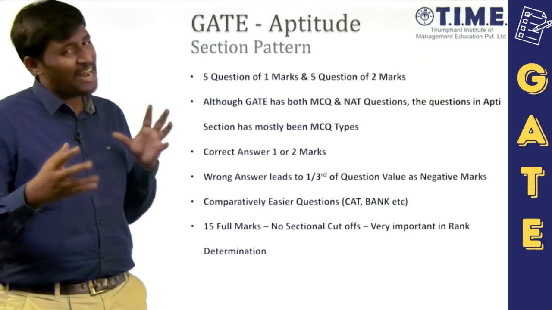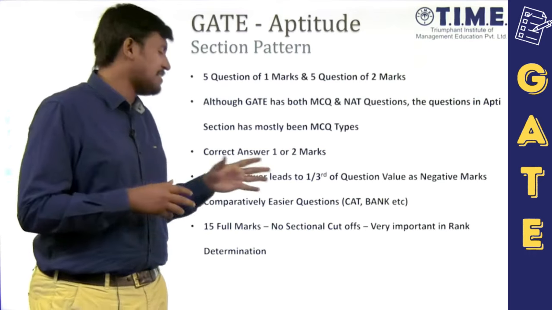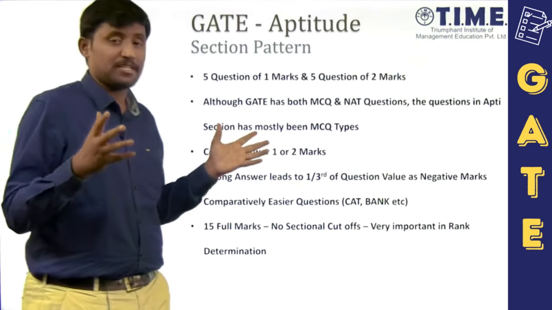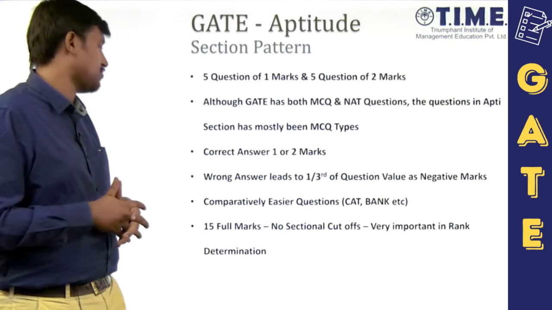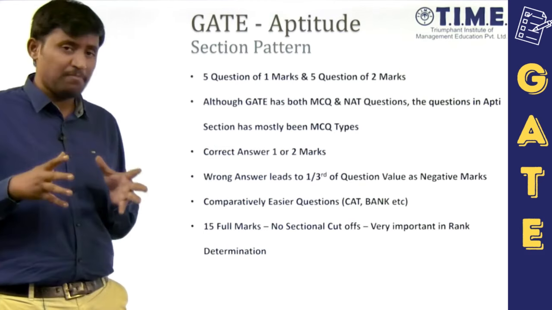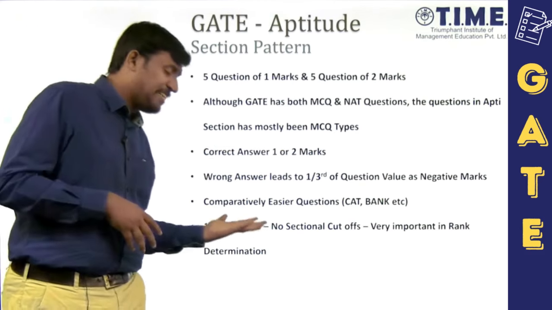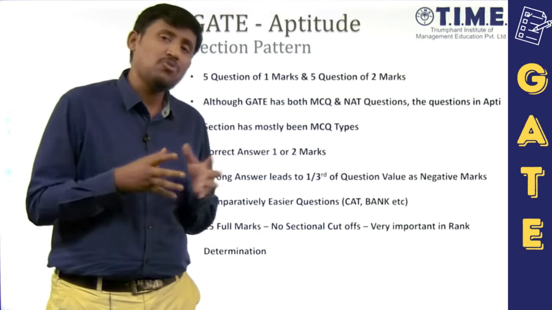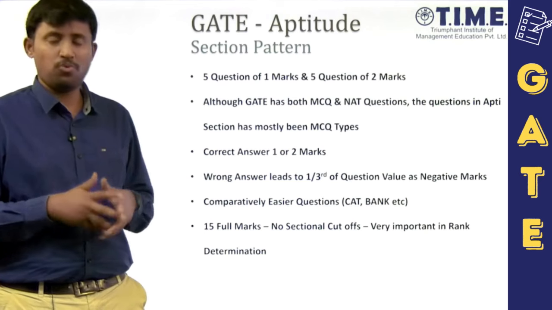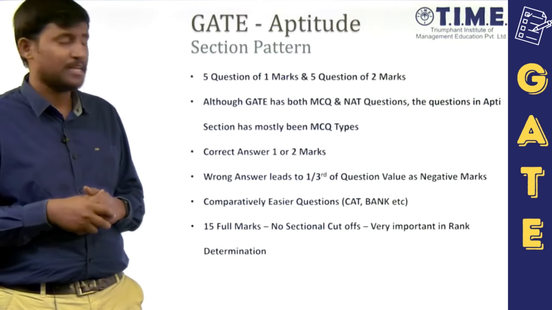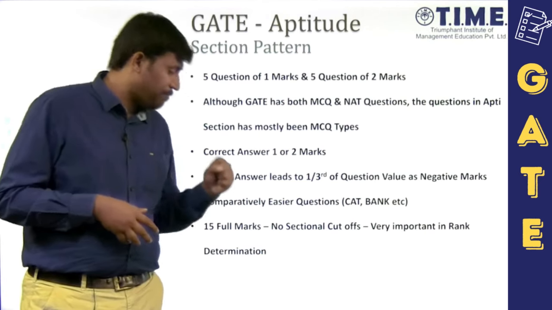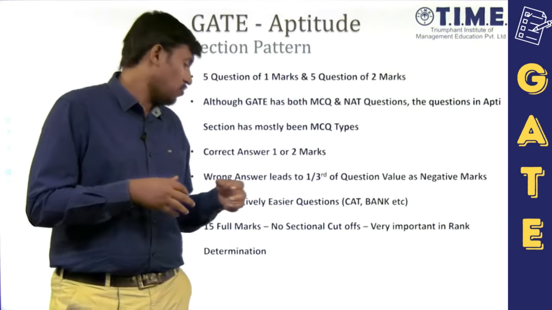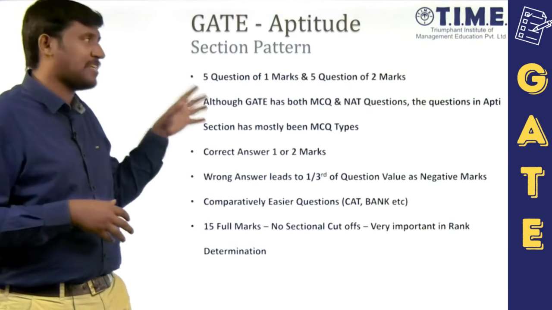Now, in terms of difficulty, the questions are comparatively easier when you compare them to a bank exam or the CAT exam, which is considered one of the toughest of all the aptitude exams, right? One very important thing you need to understand is that this is a 15-mark section. Unlike some other exams, GATE has no concept of sectional cutoffs. They only take into account your overall marks, and these 15 marks can be a very important factor in rank determination. So you need to score as much as possible.